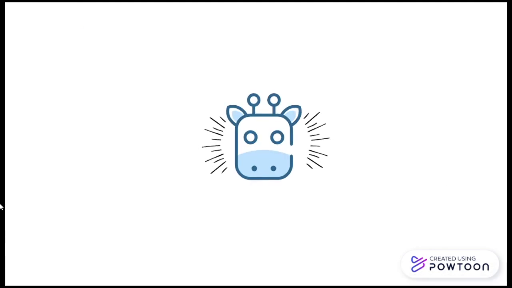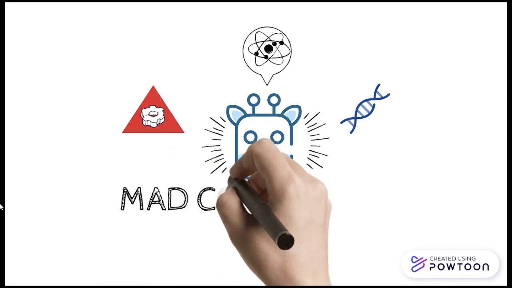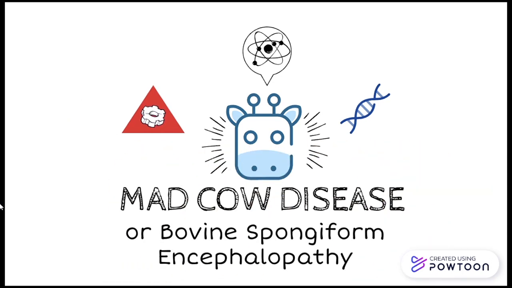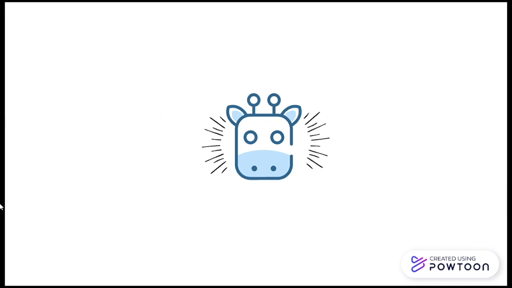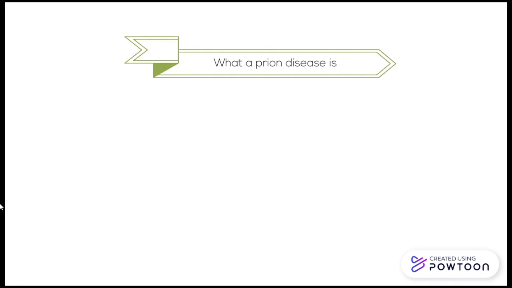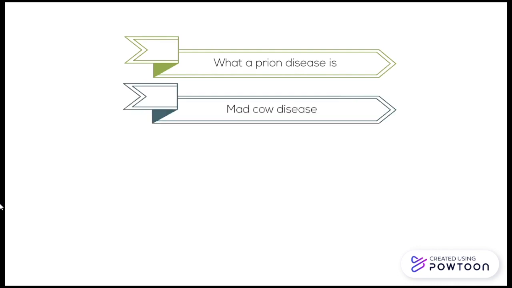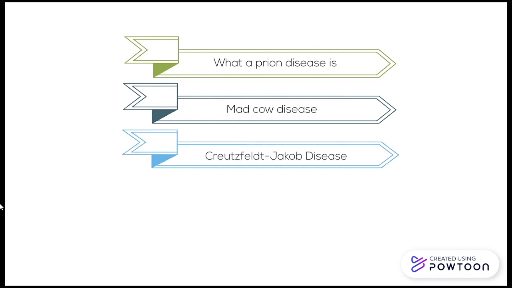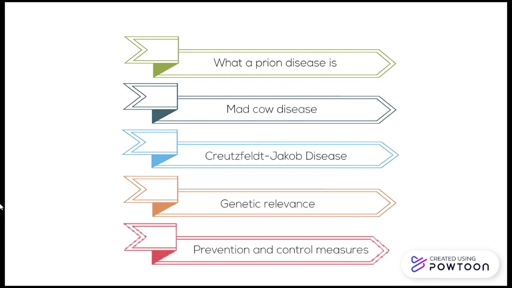The topic of our team video assignment is mad cow disease, which is also known as bovine spongiform encephalopathy. In this presentation, we'll discuss what a prion disease is, the symptoms, causes and implications of mad cow disease and human-linked Creutzfeldt-Jakob disease, the genetic relevance of these diseases, and possible prevention and control measures of these diseases.